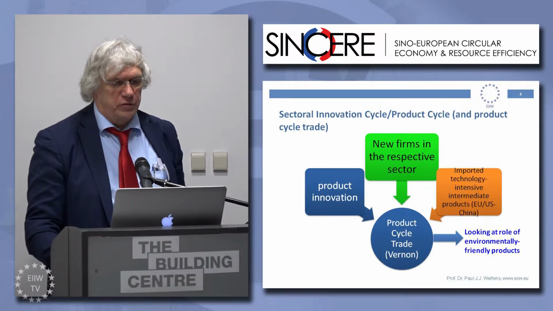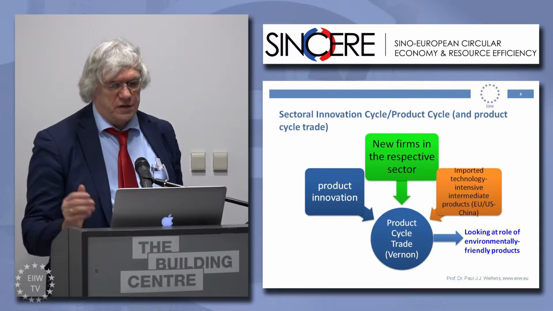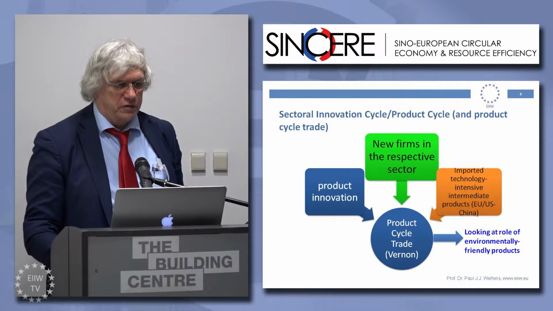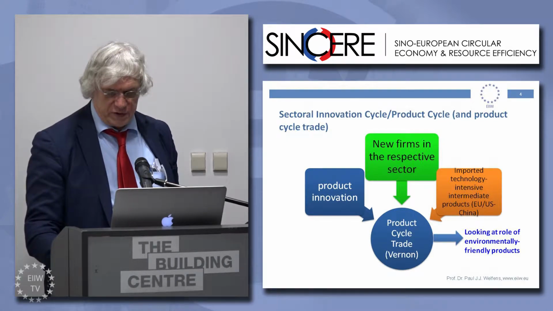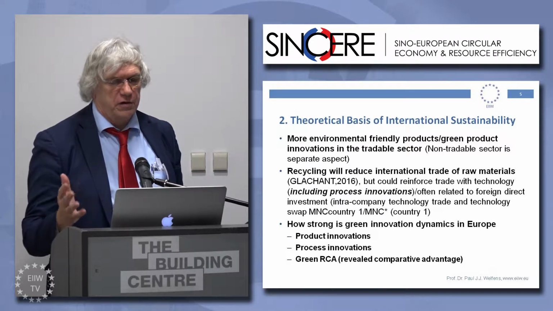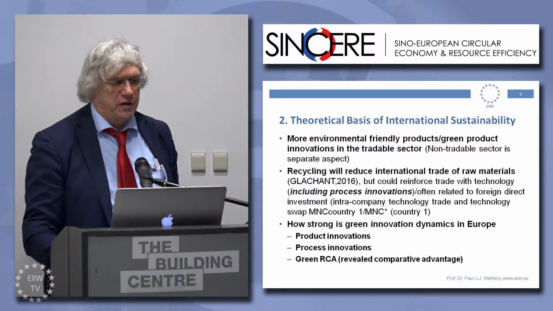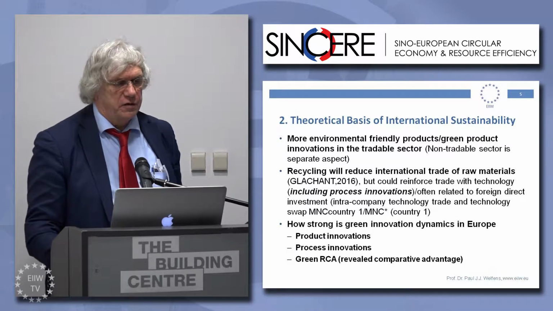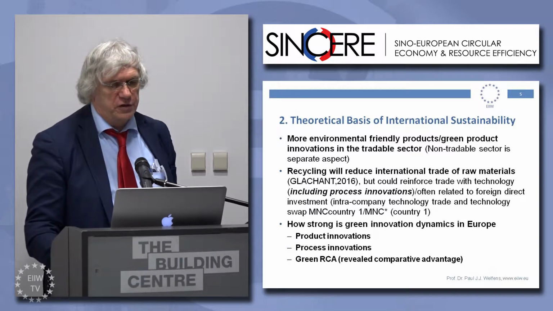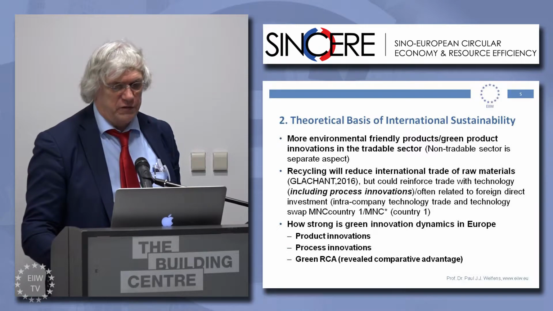I would like to suggest some old and new views on the links between product innovation, process innovation, and the product cycle, which lends itself also to looking into product cycle trade aspects. We will not have time for this here, but I think this is very important. When we talk about an international perspective, we are basically talking about the tradable sector, the dynamics of the tradable sector, also in terms of the underlying technology. We understand from the paper of Mathieu Glachon that recycling will reduce international trade in raw materials. But there is also the question about product and process innovations, and then at a more macro perspective, the green revealed comparative advantage of countries.